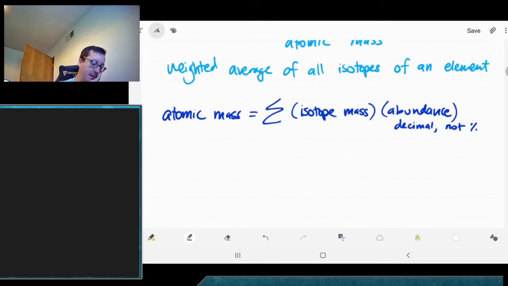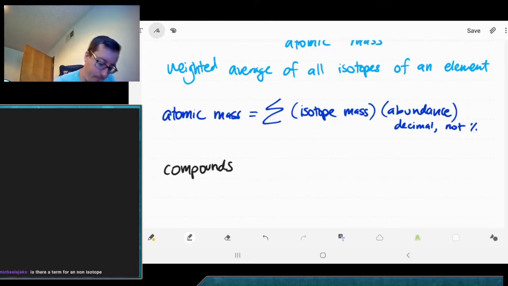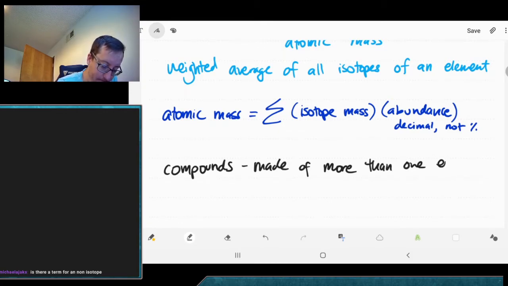Let's talk about compounds then. So, compounds. Compounds, as we know, are made of more than one element. We're going to use the atomic mass and all that stuff later on. Is there a term for a non-isotope? Can you clarify that, Michaela?